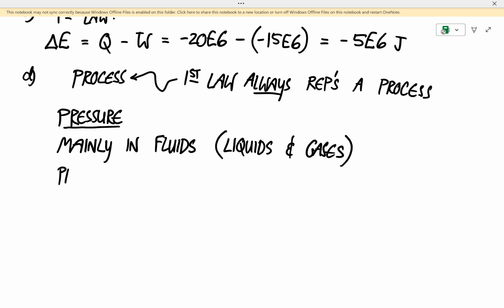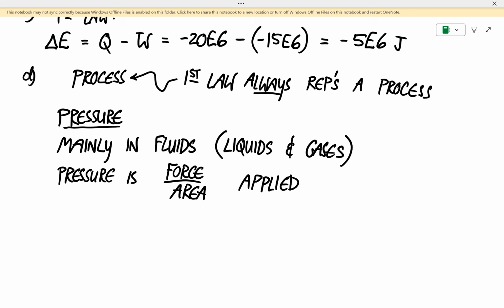So pressure is the force per area that's applied by a fluid perpendicularly to any surface.